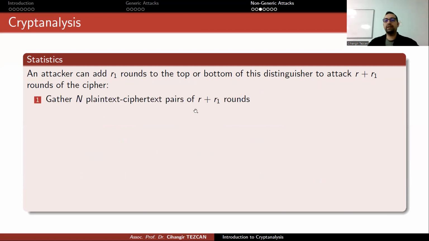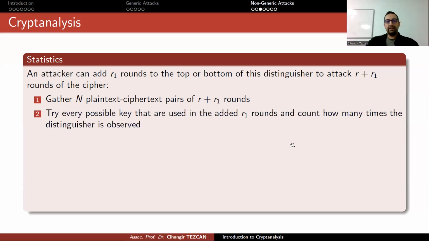So your aim is to attack R plus R1 runs, right? So you capture or gather somehow n many plaintext-ciphertext pairs, where the ciphertext is obtained from the plaintext with the secret key. You don't know the key, but it is used to encrypt this plaintext for R plus R1 rounds. Don't forget that we cannot see intermediate values. We can only see the input and output. Okay. Next aim is to try every possible key that is used in the added R1 runs and count how many times the distinguisher is observed.